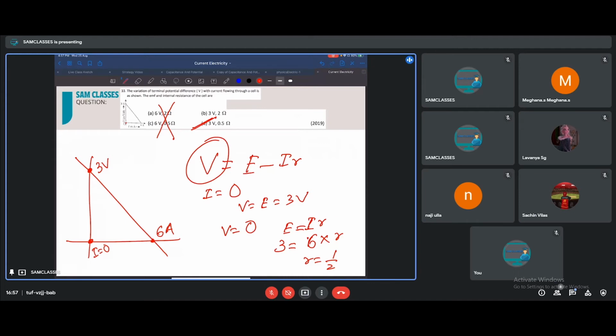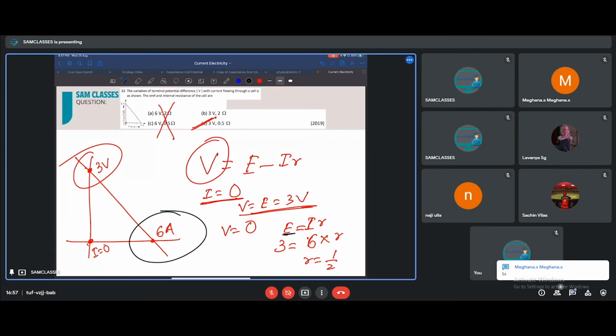See, directly we'll write the formula V is equal to E minus IR. When current is 0, V will be equal to what? E. And that directly we can find out from the graph. When the voltage is 0, that time E is equal to IR. Directly we can find the resistance. Clear, everyone? Okay. Coming to the next.